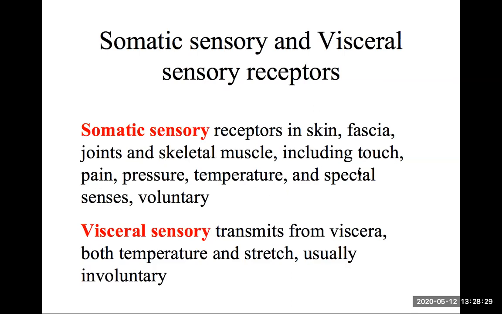These kinds of receptors include touch, which would be a light pressure receptor, pain receptors, and pressure, which is basically a heavier touch or is going to penetrate deeper into the tissues. Temperature receptors, so there are receptors for both heat and cold. And all of the special senses that we'll be talking about, like visual, smell, and all of that.